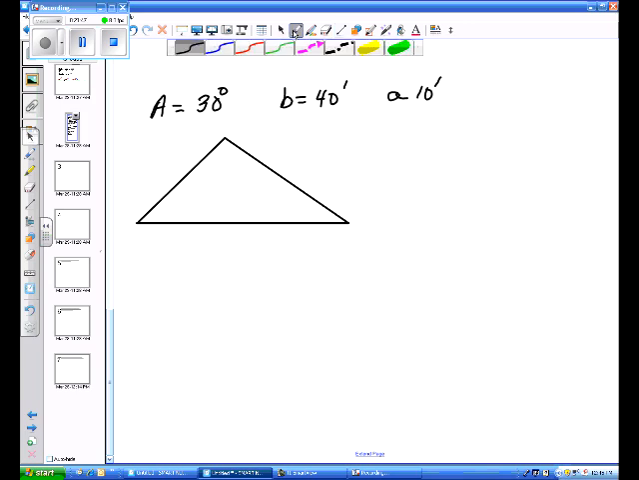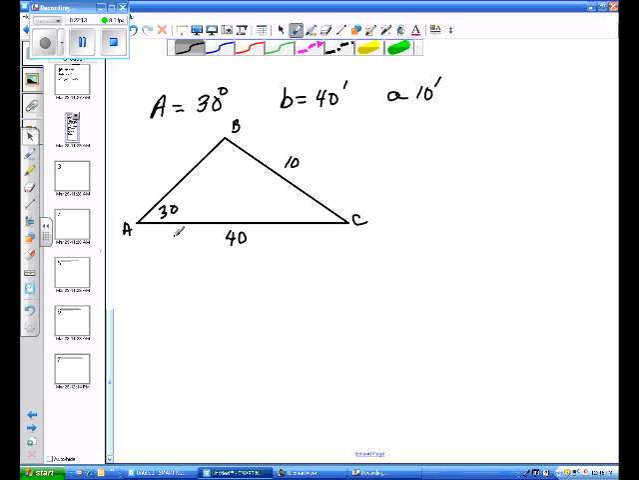And we'll label our triangle. So angle A is 30, side B is 40, and side A is 10. So we have two sides and an opposite angle. So this is our law of sines, but it's our ambiguous case. So we know that we may have two triangles.